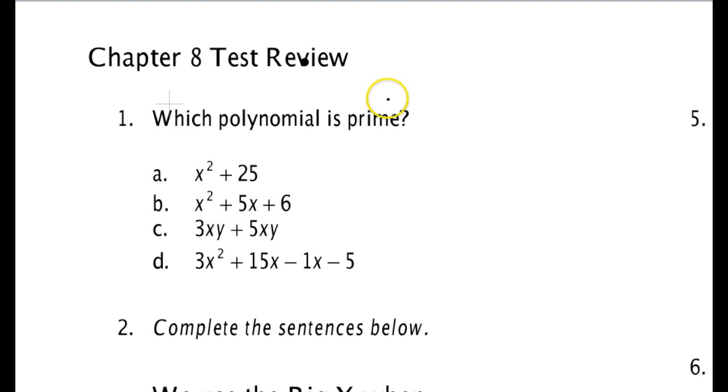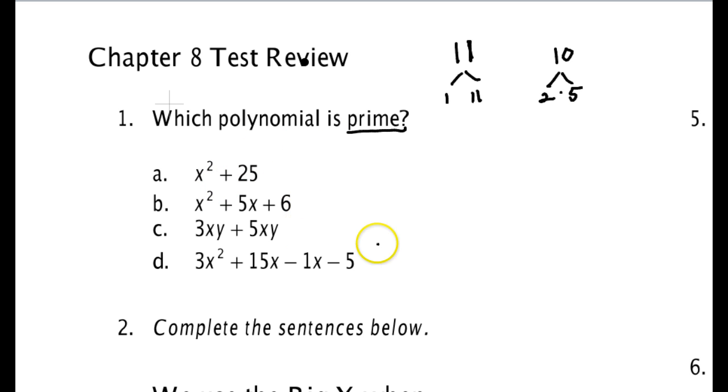Which polynomial is prime? So what does prime mean? A prime number, such as 11, means it only has factors of 1 and itself, as opposed to the number 10 that has other factors such as 2 times 5. A prime polynomial is the same idea: only 1 and itself divide into it. In other words, you're not able to break it down into smaller pieces. Like 11, we can't break it into two other numbers, it's just 11 times 1.